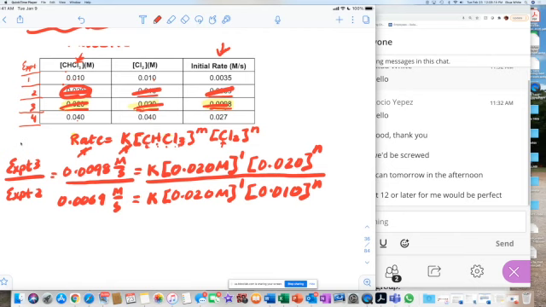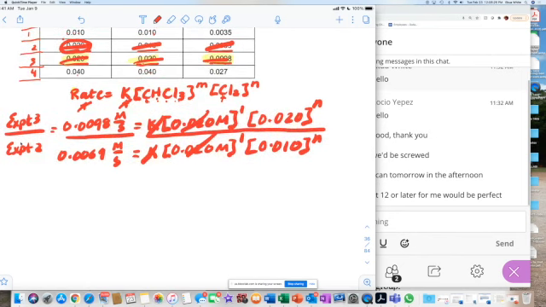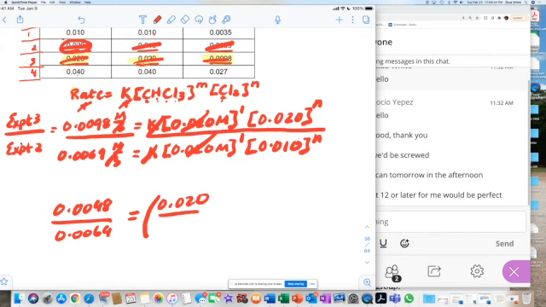I'm done with my experiment part, okay? So cancel out what we have in common. K, cancel out. This, cancel out. Then we're going to bring together what we have left. Units cancel out. So 0.0098 over 0.0069 equals 0.020 divided by 0.010 raised to the power n. I'm going to do a quick consolidation here. 0.0098 divided by 0.0069.